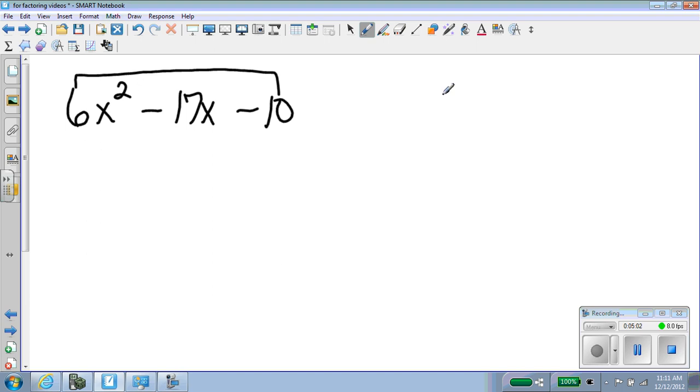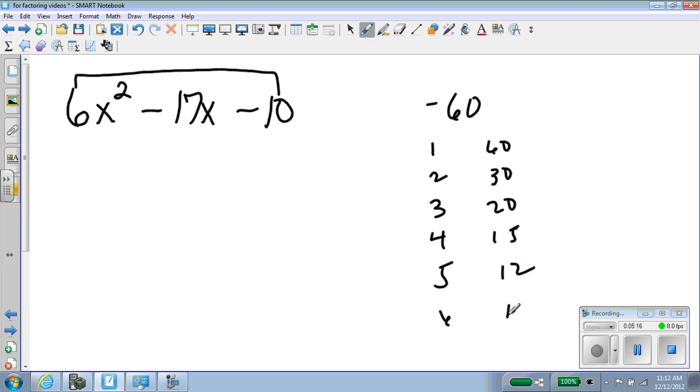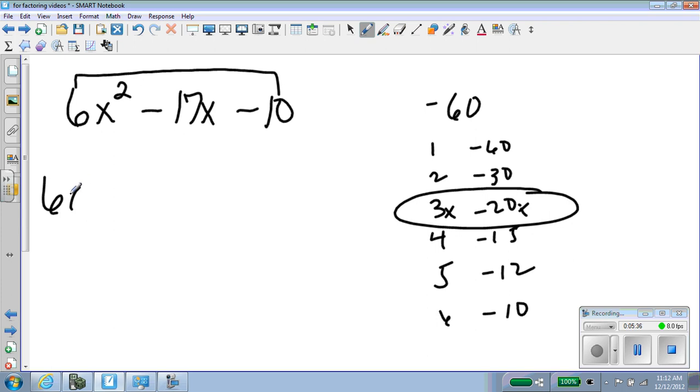6 times negative 10, negative 60. That's 1 and 60, 2 and 30, 3 and 20, 4 and 15, 5 and 12, 6 and 10. One of them has to be negative, and since I want negative 17x in the middle, I'm going to make the bigger one negative. The pair I want is 3 with negative 20, so I'm going to put an x on each of them. 6x squared plus 3x minus 20x minus 10.